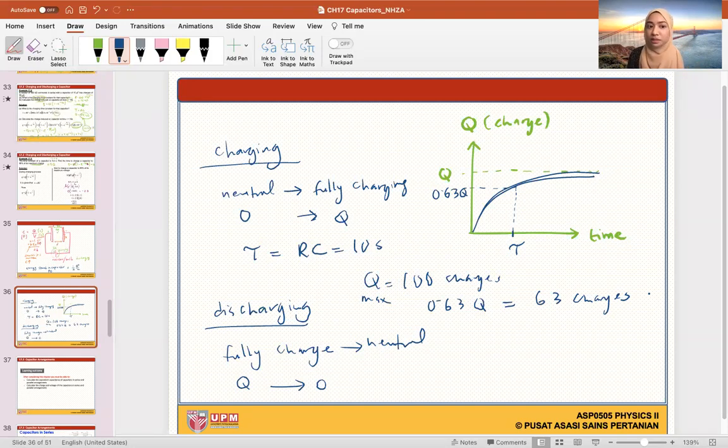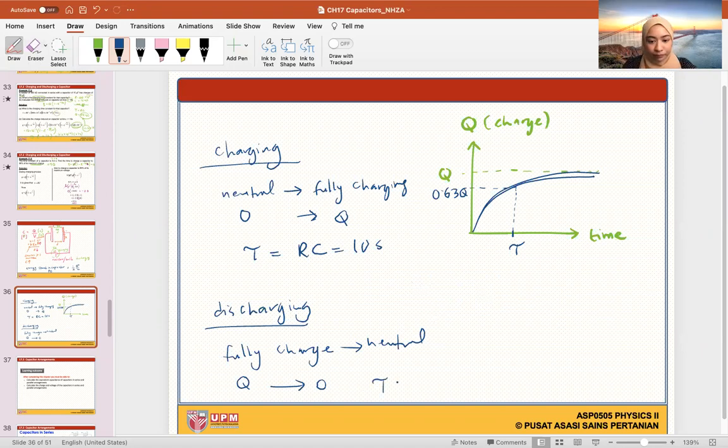Okay, but this percentage is very, very important. All right, so time constant is related to that. So the time constant for discharging is also equal to RC, but it's different. Remember, we start from a Q and we go down to a 0. So if I were to draw the graph, it would look like this.